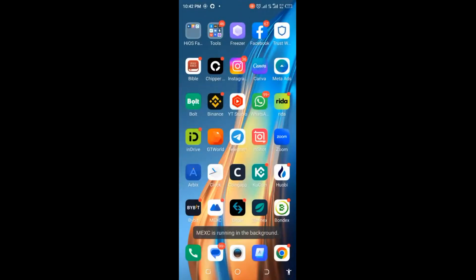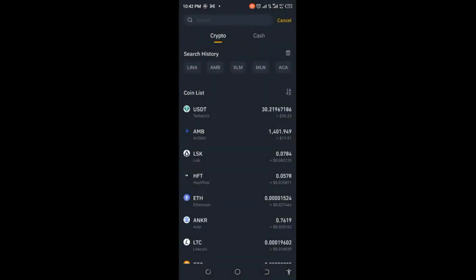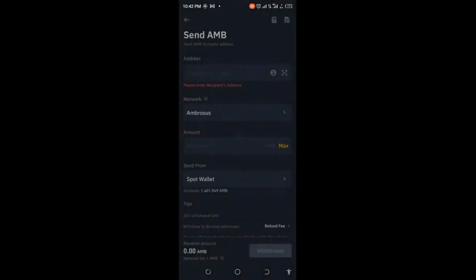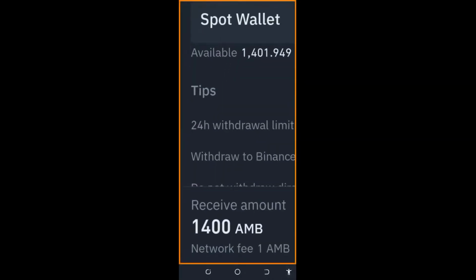Good. So we're going over to withdraw. We have to do all these things really quickly because you don't want anything to go down. We're selecting that and putting the address in there. Okay, and Ambrosos, you can see it's the same thing. We're going to put max, and then we'll see how much it's going to take.